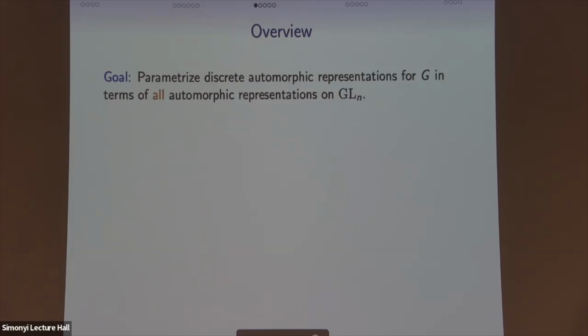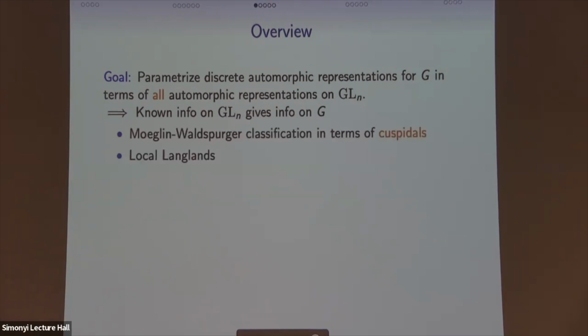So in this perspective, you can think of the goal of Arthur's classification as trying to parameterize. You pick some reductive group G, and you want to parameterize discrete automorphic representations for G in terms of automorphic representations on GLN. So why would you want to do this? There's a lot of known information about automorphic representations on GLN. I'm going to focus on two things in particular. There's the Moeglin-Waldspurger classification of arbitrary automorphic representations on GLN in terms of nice representations that are called discrete, and there's also local Langlands, which you know for GLN.